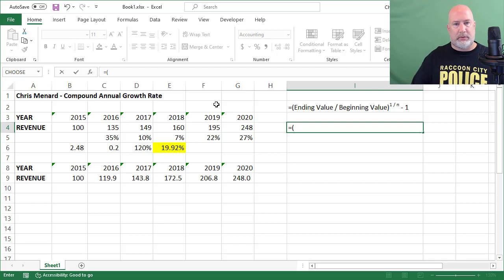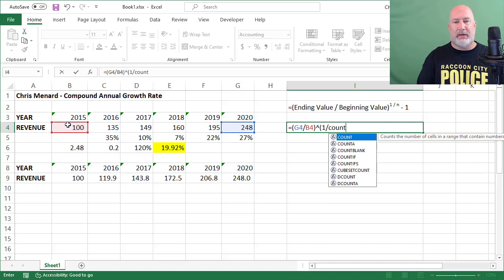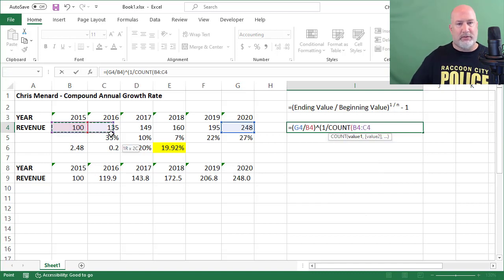Equals, open parenth, 248, divided by, not minus, the beginning. And then I need to go to the power of. Now I'm doing the 1 divided by n, so that's going to be 1. Instead of typing in the number 5, I may want to actually use an Excel function. I'm going to do a count function. I could have done the number 5 and made it easier. Minus 1, because you don't take the base year. And I'm missing 1 open parenth right there looking at this. There we go. Minus 1. So there is your Excel function.